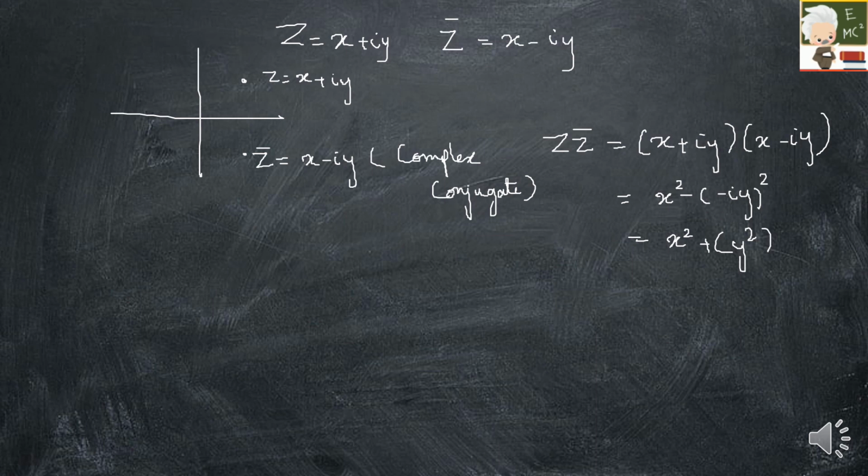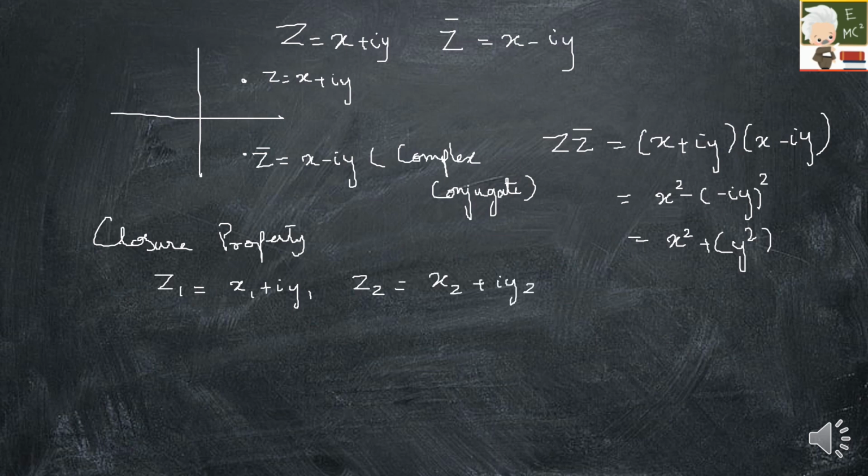These are some of the basic things, and we'll be discussing some properties. I'll name these closure properties. So what are those properties? For this I'm taking z1 is equal to x1 plus iy1 and z2 is equal to x2 plus iy2. What will z1 plus or minus z2 be equal to? I can separate the real parts and the imaginary parts together. So it will be x1 plus or minus x2, and then plus i into y1 plus or minus y2.